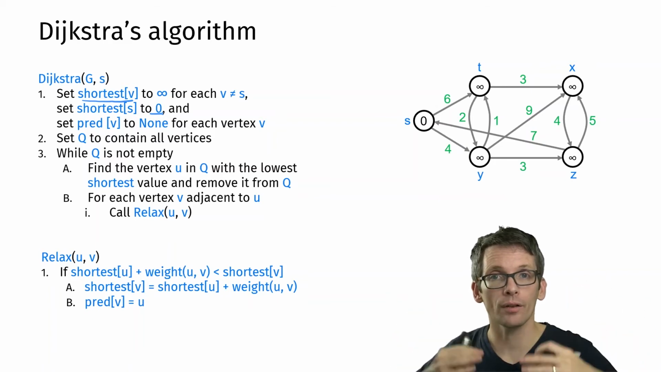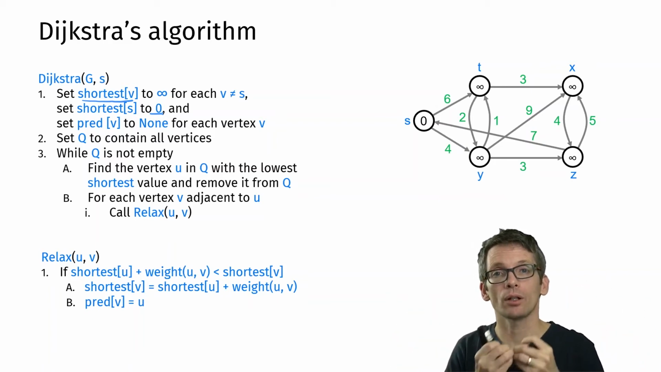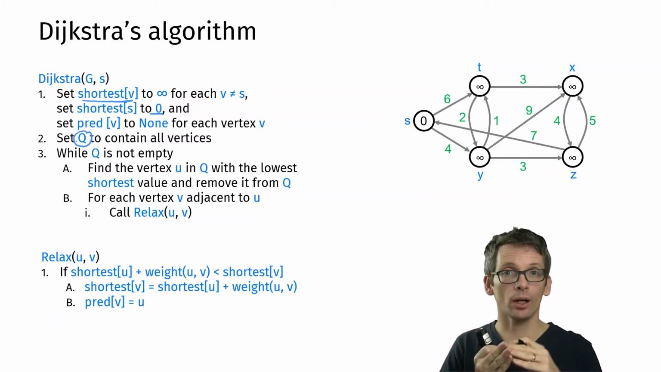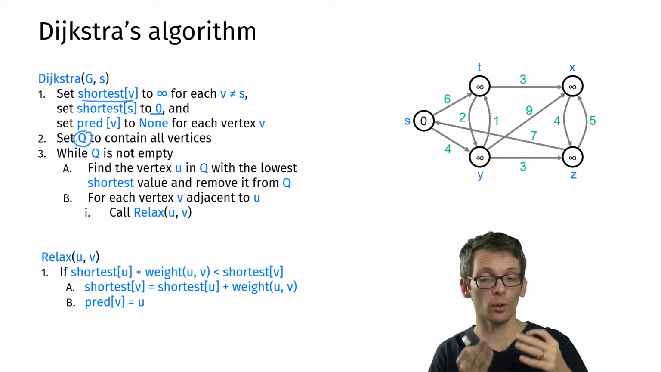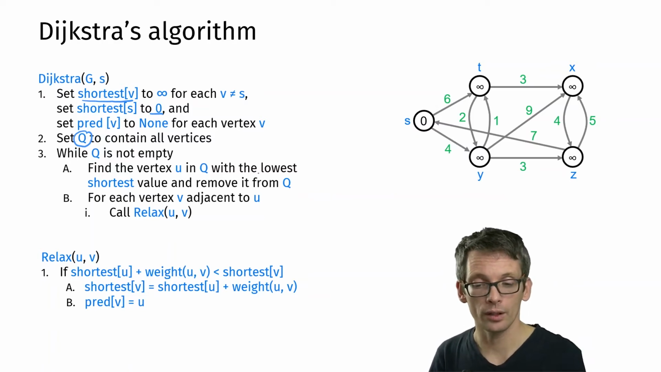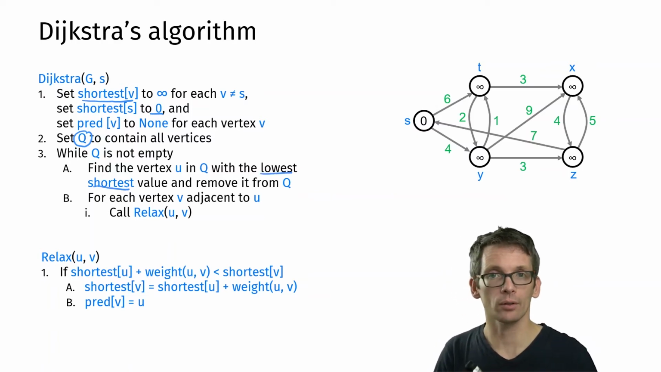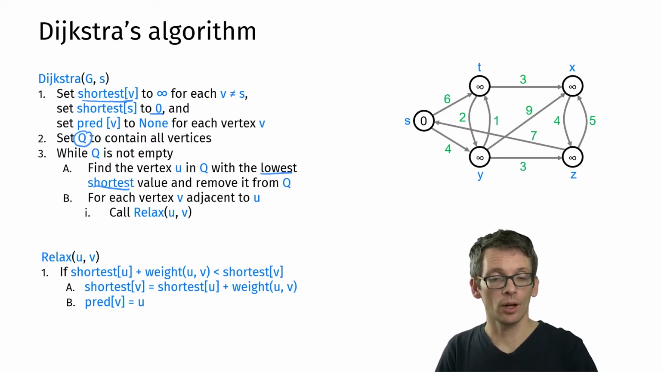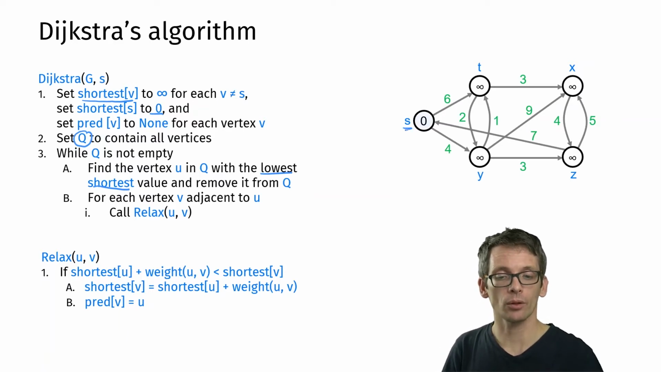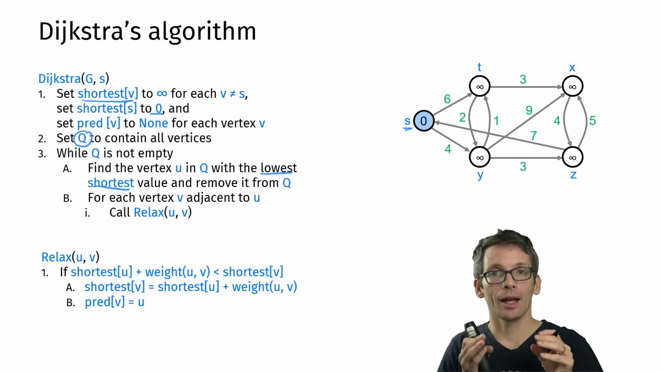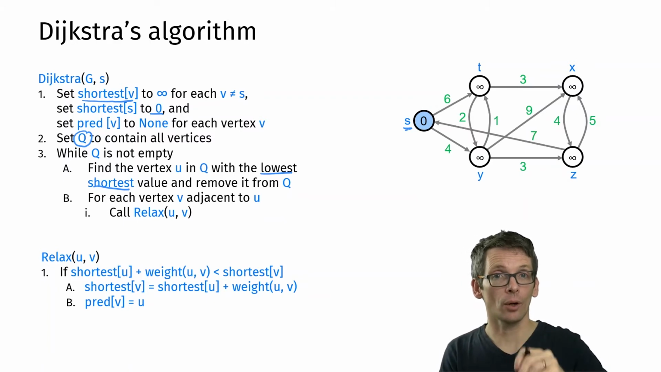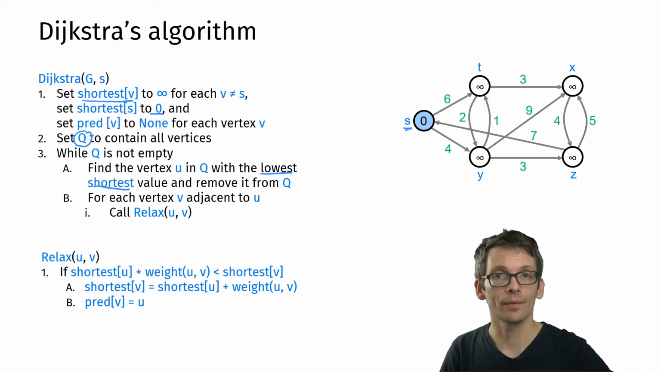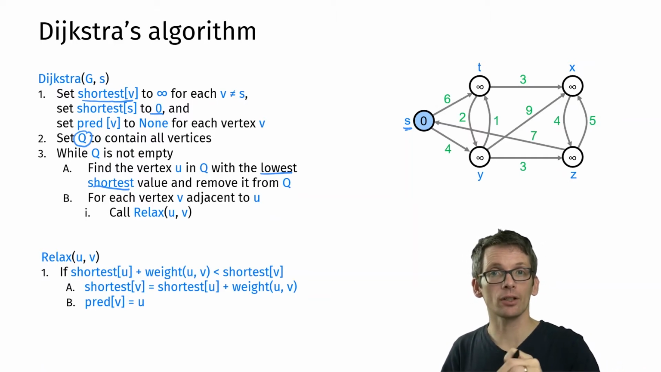Now we take all of the vertices and put them into a queue, and we call that queue. And as long as there are vertices in that queue, we always extract the one with the lowest shortest value. So initially all of the values are infinity except for S, which has a value of 0. So S will be the first one that we're going to extract. And then we're going to look at the adjacent vertices. So adjacent means there's an edge from U to V, and we're going to relax the edges UV.